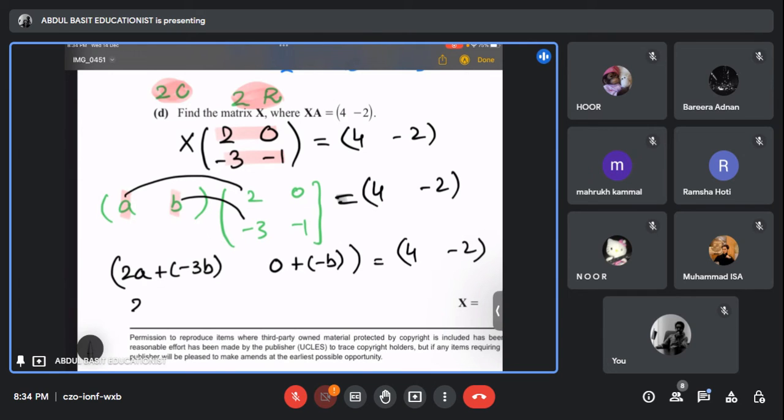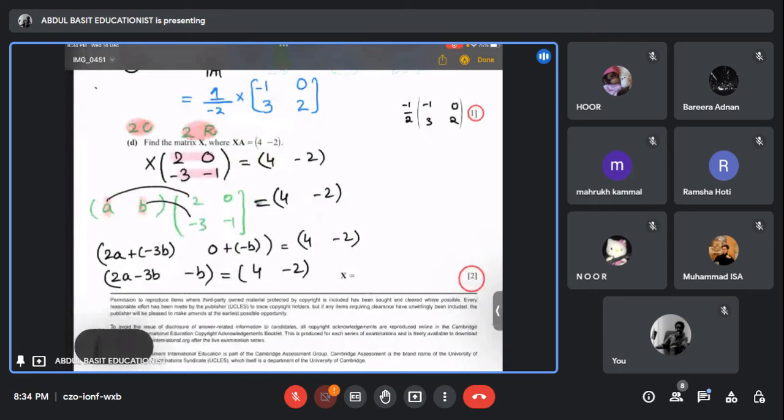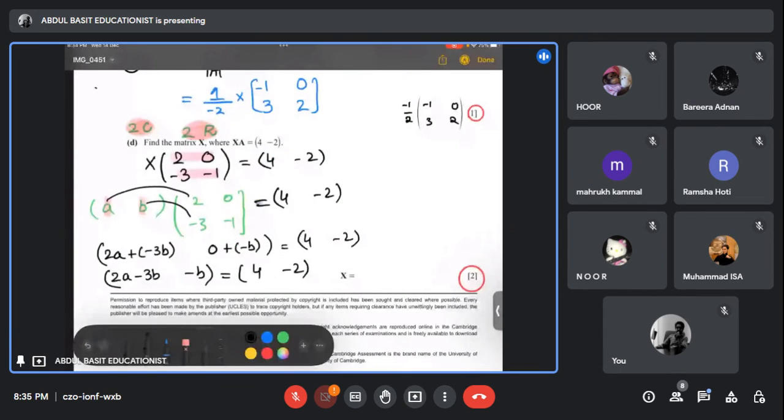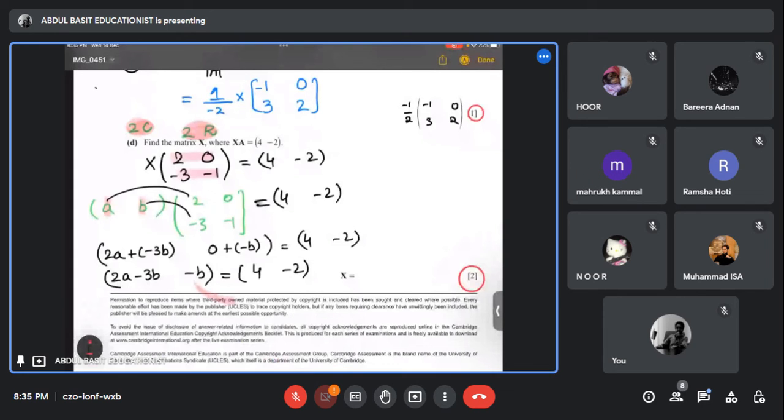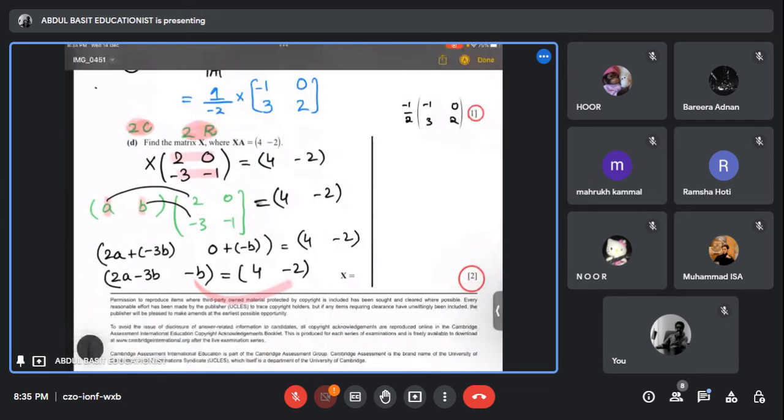So according to the question, it says that 2A minus 3B and minus B, this matrix is equals to 4 and -2. We can see that there is a sign of equals to, so it means that -B is equals to -2. We can see that already. So just let me drag the line. So -B is equals to -2, or B is equals to 2. We got the one element of that matrix, that is 2.